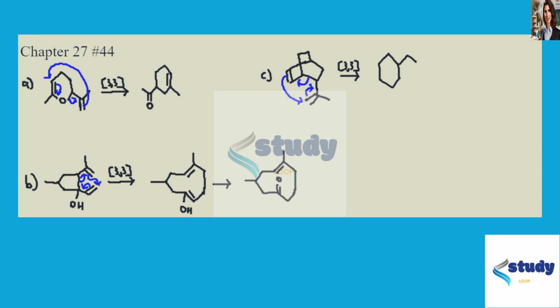So 1, 2. So there's our 6-membered rings. Our double bonds will be here and here. And then we should include the stereochemistry on these hydrogens. And so that is going to be the answer to C. And that's the answer to Chapter 27, problem number 44.